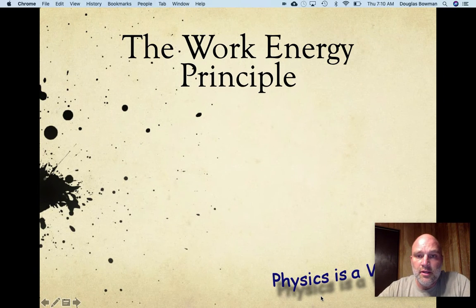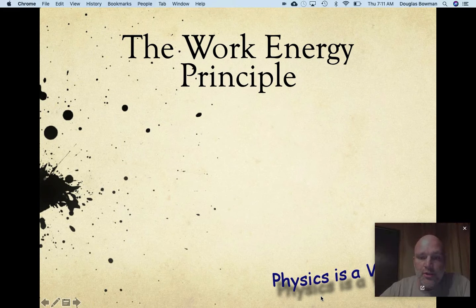Well, today I'd like to take a look at where some of the equations come from in this chapter. We're going to be looking at kinetic energy, potential energy, and also energy stored in a spring. So we need to start with the work energy principle.